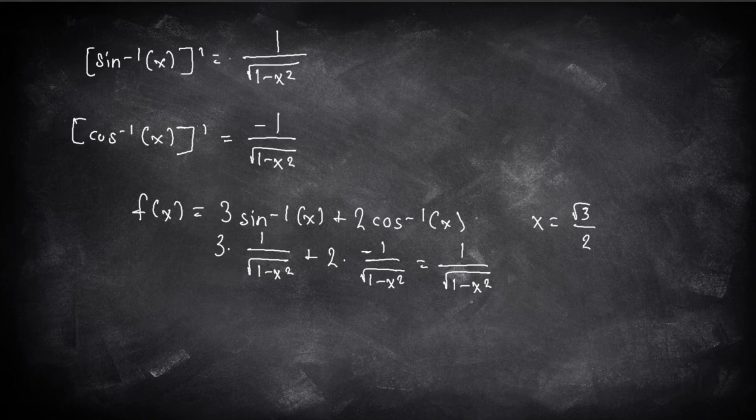Now we just need to plug in our x in there. So that means square root 3 over 2 squared is 3 over 4. 1 minus 3 over 4 is 1/4. And then we take the square root of 1 over 4, which is 1/2. So this is just 1 over 1/2, which is 2. So the derivative of our function f at x equals square root 3 over 2 is 2, which is also the slope at that point.